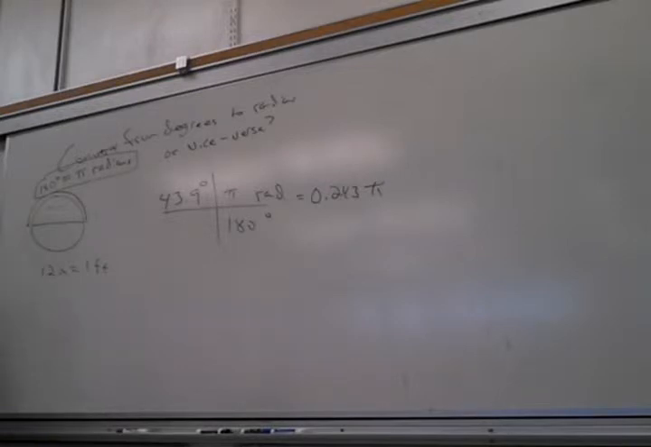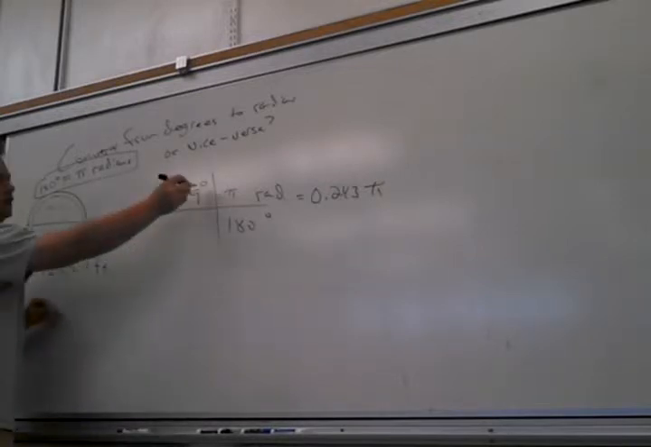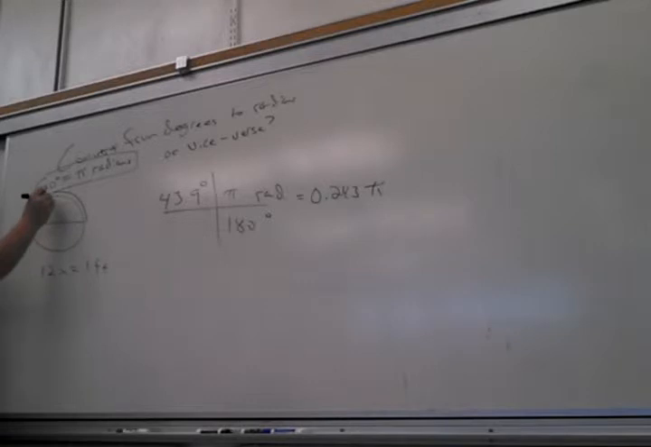It's almost a quarter of pi, which makes sense. Where's 43? That's almost 45 degrees. Where would 45 degrees be? Yeah, like here. And that's about 1/4 of the way here. That's pi, so it's about 1/4 of pi.